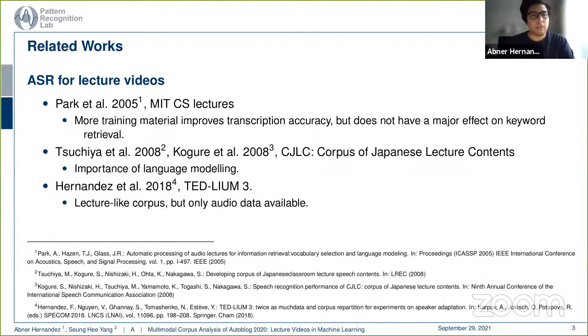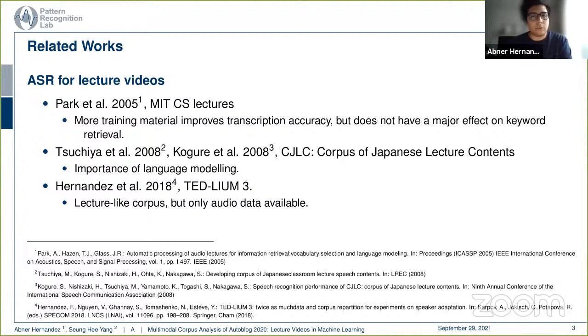Automatic speech recognition for lecture videos has been studied for quite a while. One of the earlier studies was done at MIT with their computer science lectures in 2005 by Park et al. They were testing how to improve the transcription accuracy of computer science lectures. They found that increasing the amount of relevant training material, such as material from textbooks, was more beneficial than just increasing language models on general data that's available.